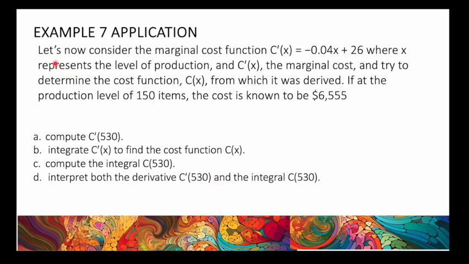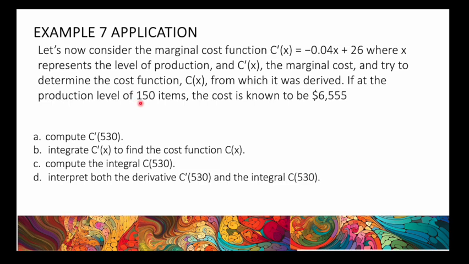So let's see. The problem says we have a marginal cost function, and we know it's marginal because the cost function is C, and we have a prime here. And when we take the derivative of the cost function, we have the marginal cost function. And that is negative 0.04x plus 26. X represents the level of production, meaning X is going to be the number of items that are produced. And then C prime is going to be the marginal cost. And we're going to try to find the cost function, C of X.